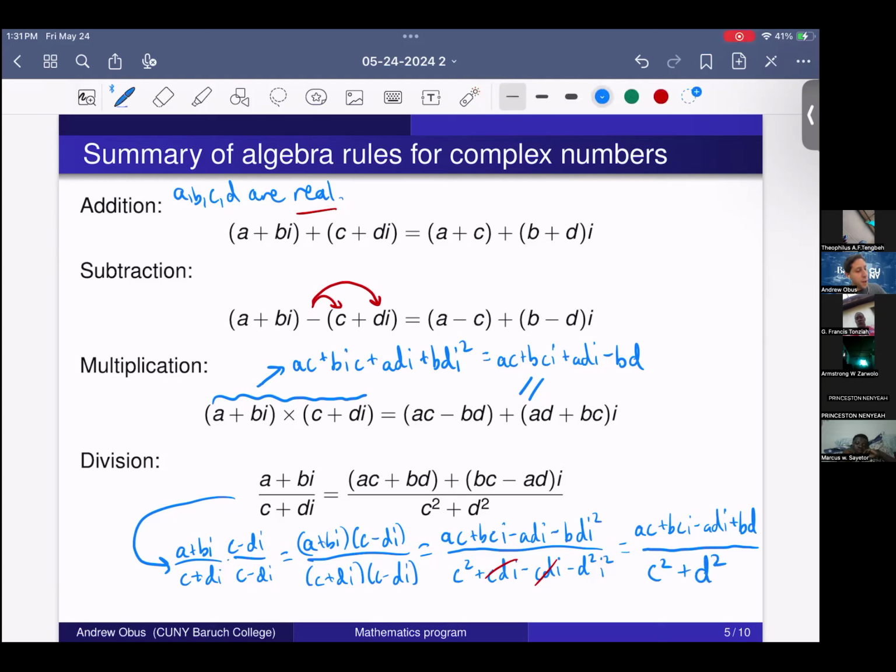Okay. And then once you have this, you can see that it's equal to this expression. Right, C squared plus D squared is here in the denominator. The AC plus BD, that's the real part over here. And the imaginary part is BCi minus ADi. And that's exactly this expression over here.